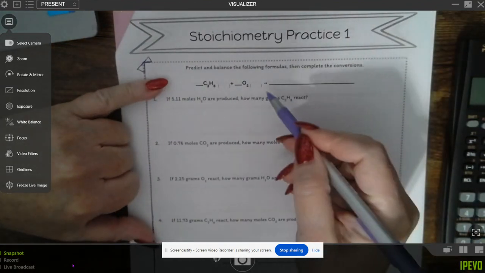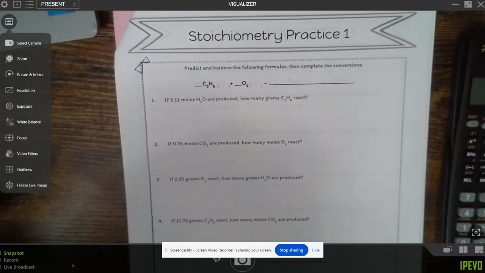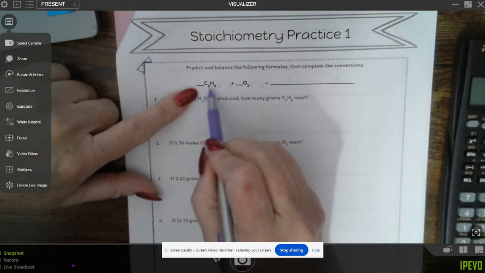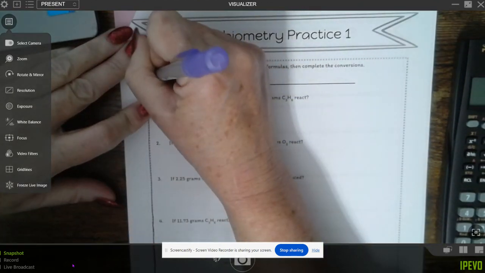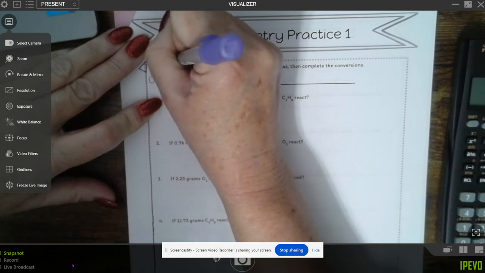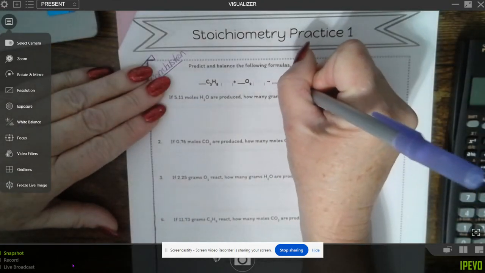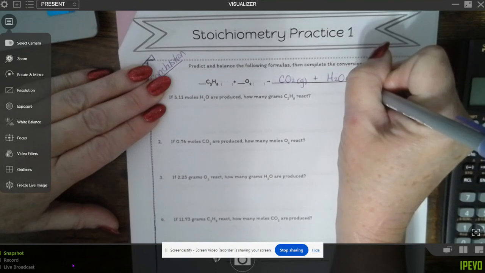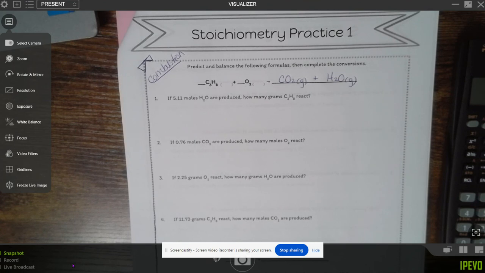All right, so if we look at this first chemical reaction that we have, you should notice that this is a combustion reaction. We know it's combustion because we've got a carbon-hydrogen compound reacting with oxygen. And we know that the products of a combustion reaction are always the same. They are always carbon dioxide gas plus water vapor, so H2O gas. All right, so now we need to balance this.